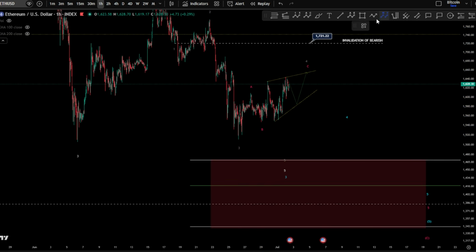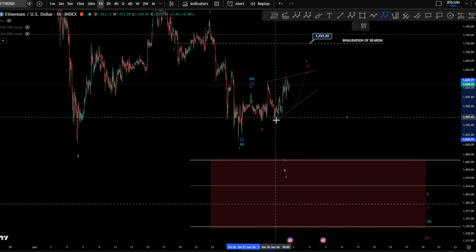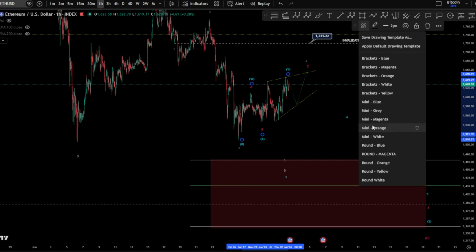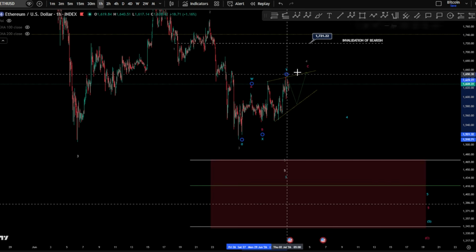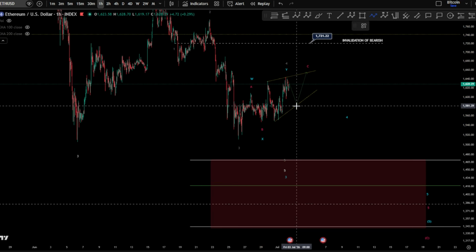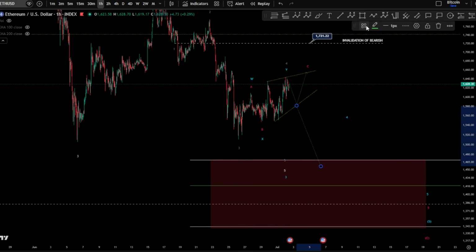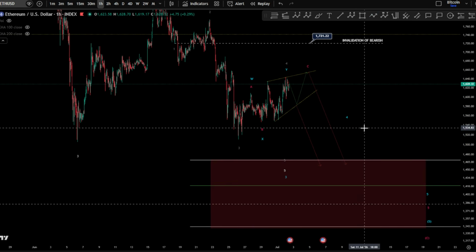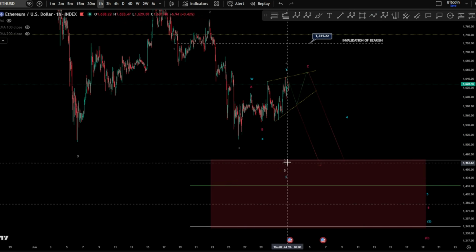Now the W, X, and a Y can be finished, so be careful. This is a finished WXY, meaning wave 4 can be finished at the stop. And that means we might simply drop the wave 5 directly toward the downside here. And this is also another arrow from there for a wave 5. Yep, so this is what I'm looking for Ethereum.